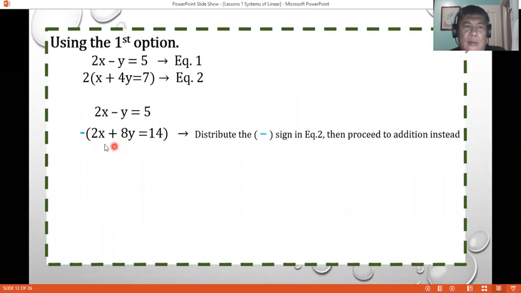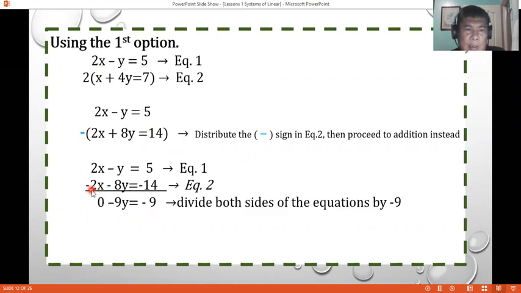Ito siya. 2, 8, 14. Then, dahil pareho silang positive, minus. So, di-distribute ko rin yung minus dito. Magiging negative 2, negative 8, negative 14. Then, addition ka na kasi di-distribute mo na yung minus. So, 2 plus negative 2x, 0. Okay? Negative 1 plus negative 8, like sign, we add. Negative 9. 5 plus negative 14, unlike sign, we subtract. 14 minus 5 is 9. Bakit negative? Mas malaki yung 14.